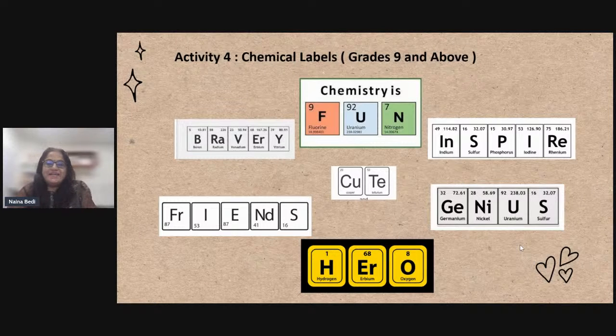I have many times shared this activity with many teachers and many students, and every time I give this type of activity, they make so many words which are available in the world out of these symbols. And not just making words, they are learning the atomic number as well as the atomic mass, different properties. You can elaborate this activity as per the grade.